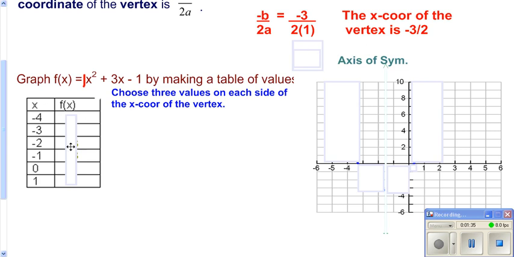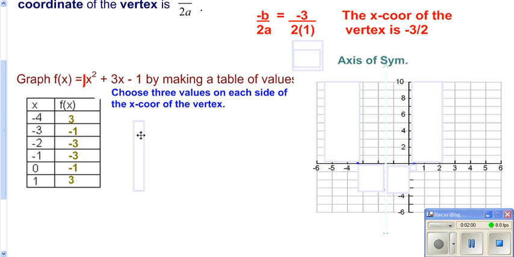At negative 1.5, then you want to choose 3 numbers on each side of that. Negative 1.5 would be here. Choose 3 numbers on the one side of it. Choose the next 3 numbers on the other side of it. I'm going to work with just integers. Then you want to take your negative 4, plug it into your equation for your x's. Take your negative 3, plug it in. Take your negative 2, plug it in, and so on.